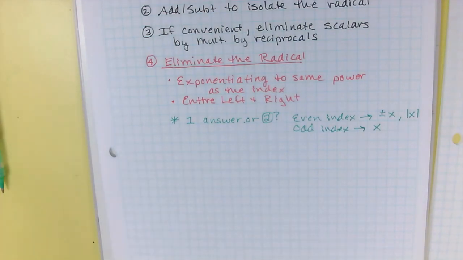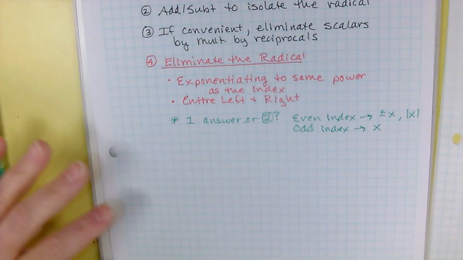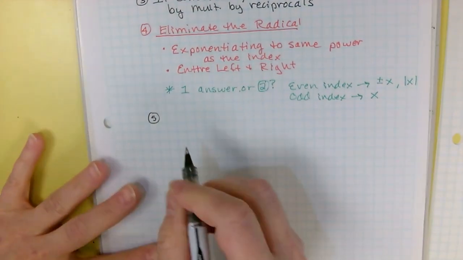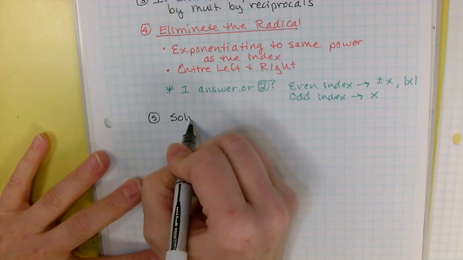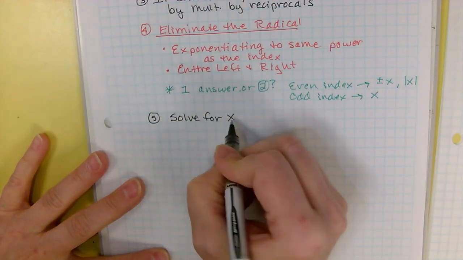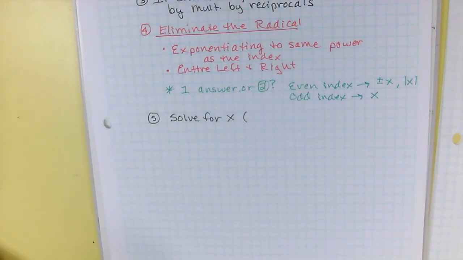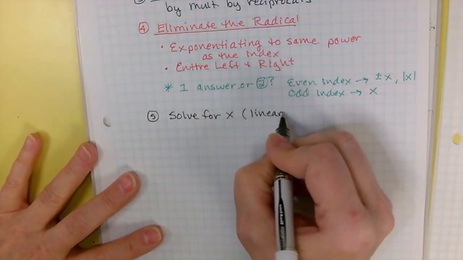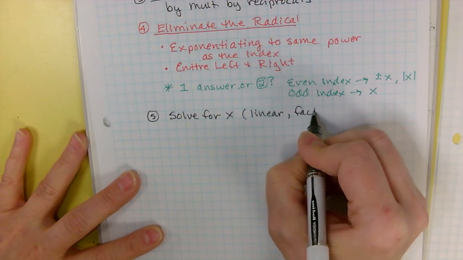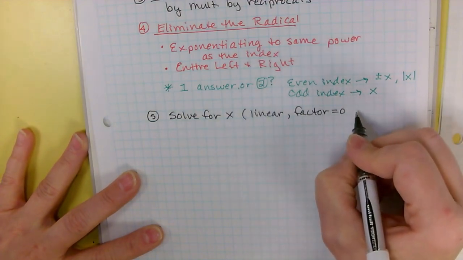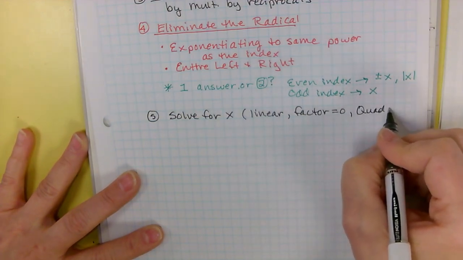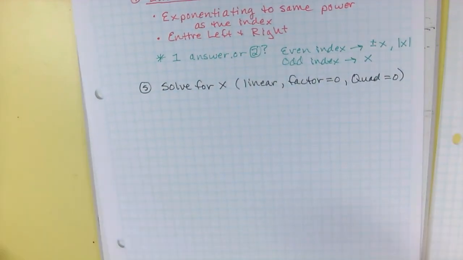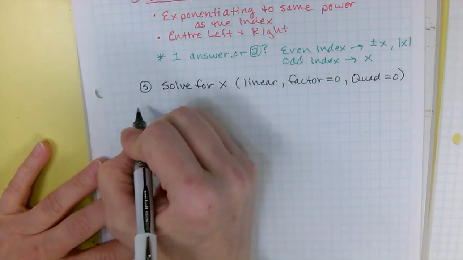All right, so now that we have exponentiated, we're ready for step 5, which is to solve for x. And depending on what the power is on x, you could do regular linear solving, you could factor to solve equal to 0, or you could do the quadratic formula equal to 0. And you'll have to decide which of those three solving methods is appropriate.